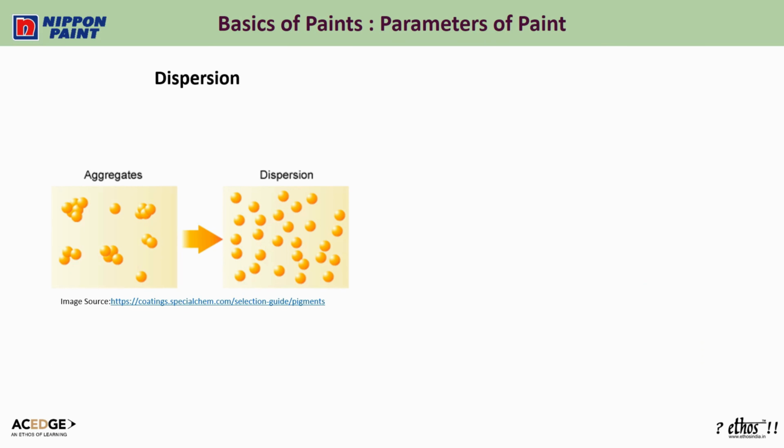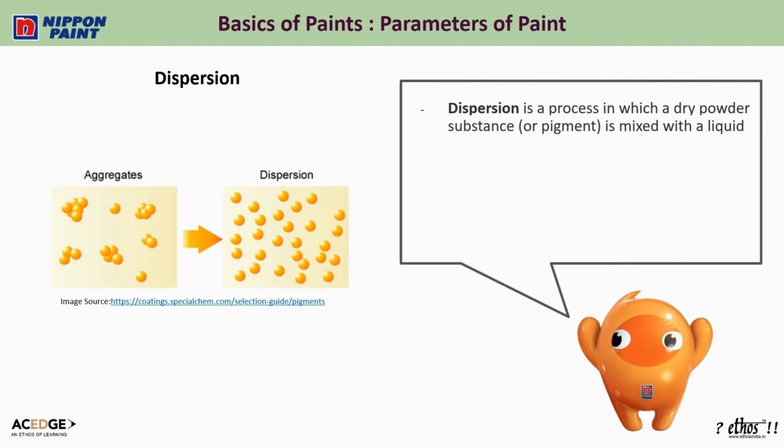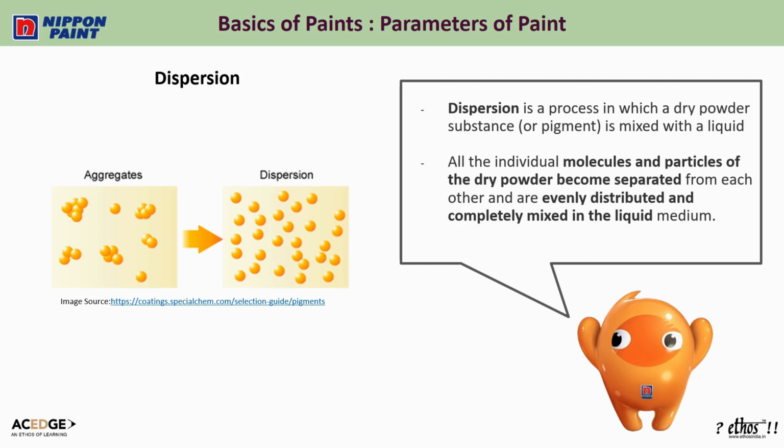What is dispersion? Dispersion is a process in which a dry powder substance or pigment is mixed with a liquid. All the individual molecules and particles of the dry powder become separated from each other and are evenly distributed and completely mixed in the liquid medium.